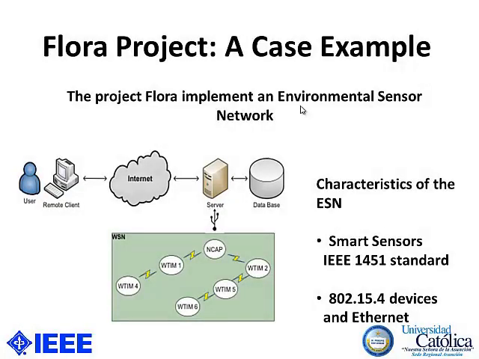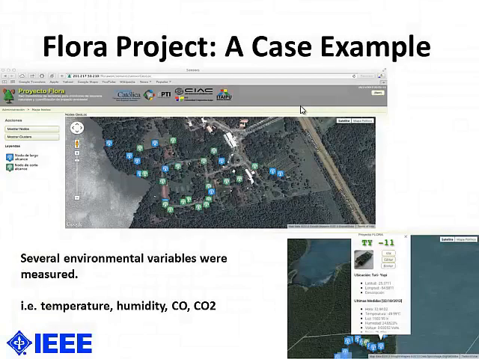Well, and to put this to the test, we made the Flora project. This project implements an environmental sensor network in the area of the Itaipu hydroelectric dam. As you can see, this is a screenshot of the website of this project. We deployed several different kinds of sensors in different parts close to the Itaipu hydroelectric dam, and we measure variables like temperature, humidity, carbon monoxide, and others. And on the website, you can see in real time the measurements that are being taken.